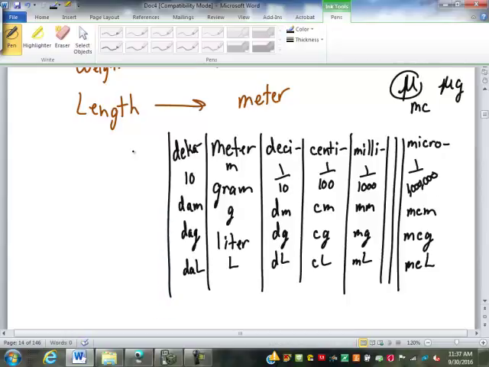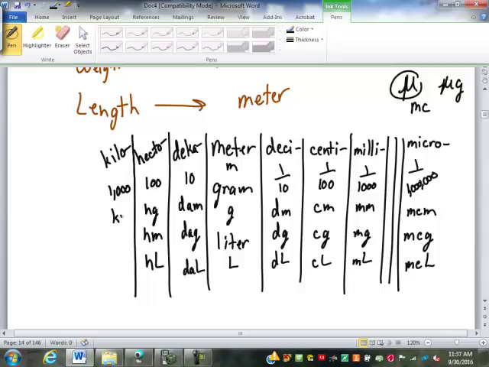Next, going up our list, we have hecto. Hecto is 100, abbreviated with an h. So hg is a hectogram, hm is a hectometer, hL is a hectoliter. That's 100 liters, or 100 meters, or 100 grams. Next up is kilo, which is 1,000. A kilometer is 1,000 meters. Kilogram is 1,000 grams. Kiloliter is 1,000 liters.